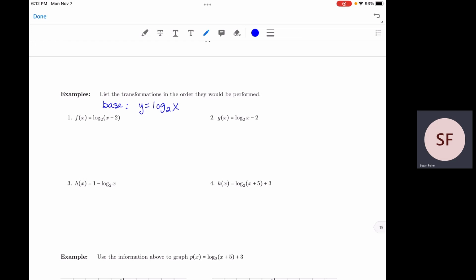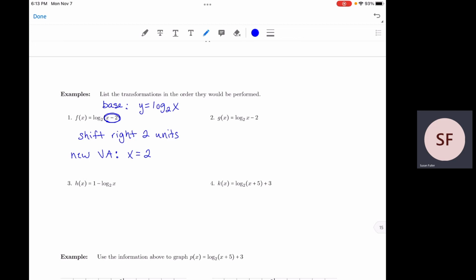Okay, so number one here, the transformation that we have is going to come from in here. We are subtracting a 2 inside with x, so this is going to shift us left and right. Because it's inside with x, this will go the opposite way that we think it will. So we are going to shift this to the right 2 units. And because we're shifting this right and left, our vertical asymptote is going to go with that. So I'm just going to make a note here that our new vertical asymptote is going to be over at x equals 2. It will also shift right with our graph.